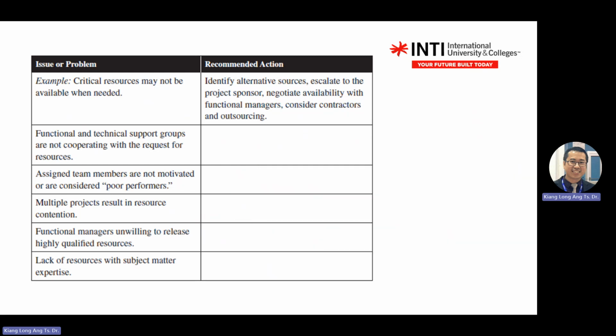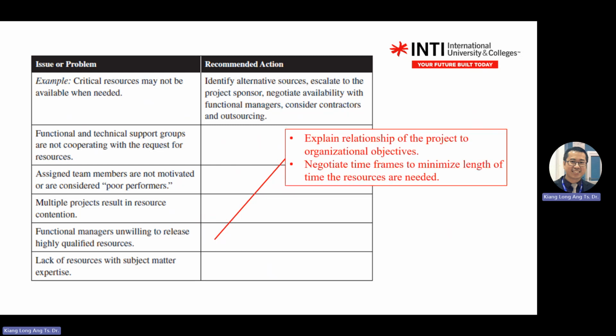Okay. So now you have a headache if the functional managers are not willing to release high quality resources to you. If you deal with people who don't want to cooperate, it means they don't understand what you want or the importance of the message. So you need to explain. When people are not willing to cooperate, they don't understand. So you need to explain and negotiate the time frame to minimize the length of time the resources are needed, because all these functional managers need to catch up with the production time frame. They also have pressure.